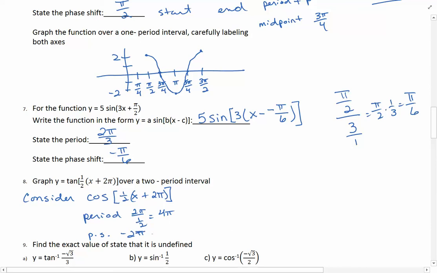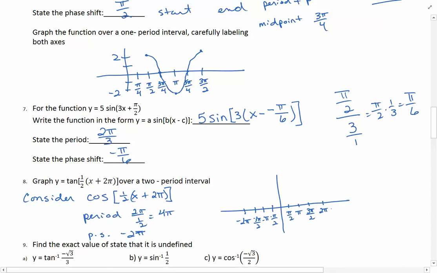And so you would start at the phase shift of negative 2 pi, and you end at the period plus the phase shift, which is just going to be 2 pi. And so it makes sense kind of to count by halves on that. So let's do that. So negative pi over 2, negative 3 pi over 2, negative pi, negative 2 pi. And then pi over 2, pi, 3 pi over 2, and 2 pi.